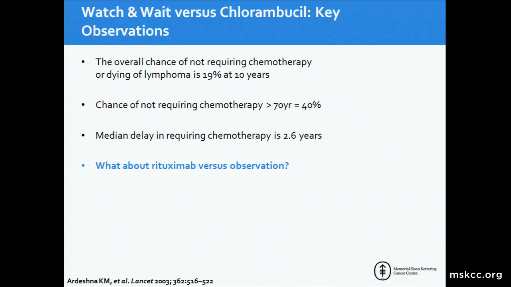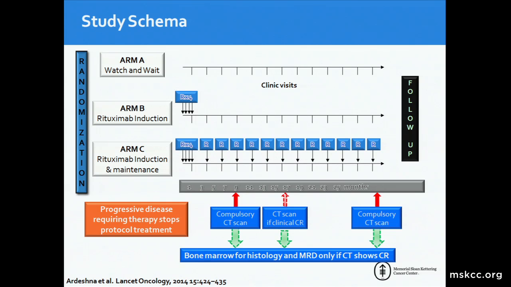19% of patients with follicular lymphoma were not treated at 10 years. If you were over 70, 40% of patients never received treatment. And the delay from diagnosis to initiation of treatment was meaningful, 2.6 years. And in other series, it actually is a little bit longer. But these were all pre-rituximab. What about in the rituximab era?